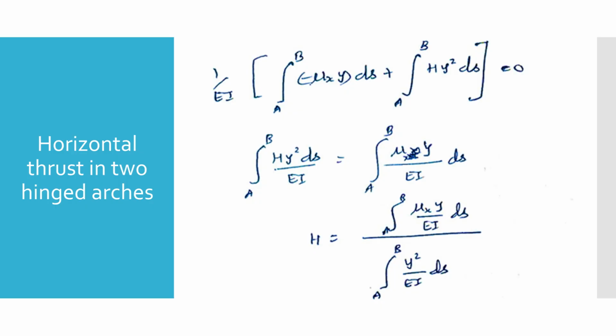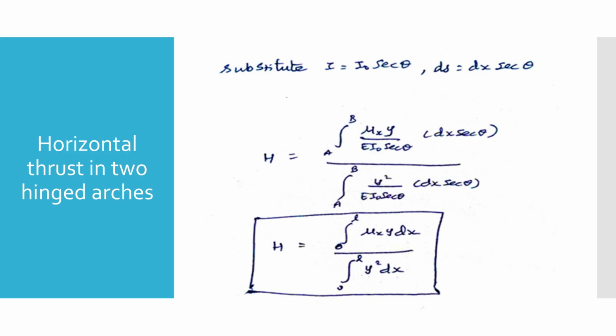Rearranging this gives the integral from a to b of Hy squared ds divided by EI equals the integral from a to b of μxy ds divided by EI. Factoring out H gives our fundamental general expression. H equals the integral from a to b of μxy ds divided by EI, all divided by the integral from a to b of y squared ds divided by EI.